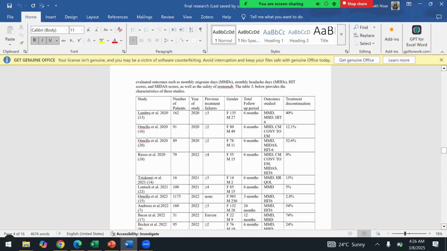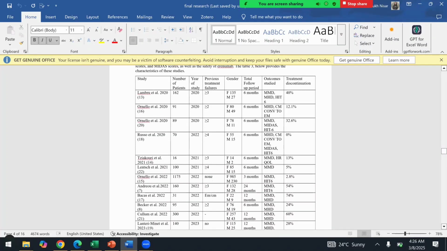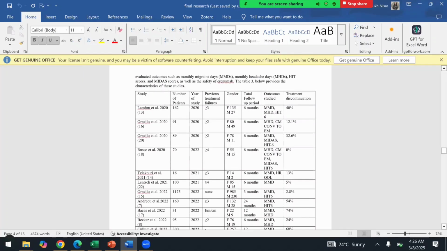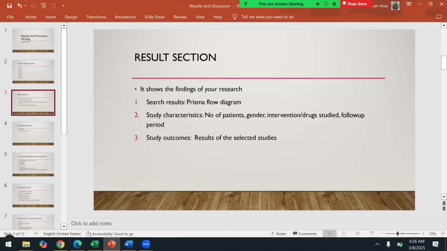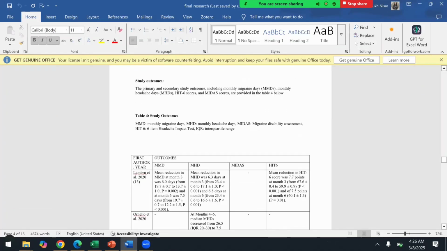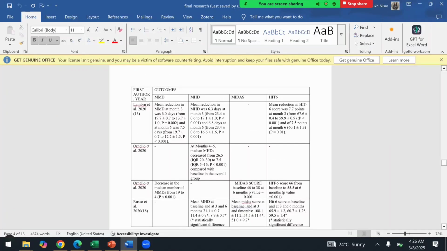So this table would have the characteristics of patients and all the study characteristics, and then study outcomes. For example, this one is a table for study outcomes. This is the study, and it discusses the monthly migraine days and monthly headache days and MIDAS.